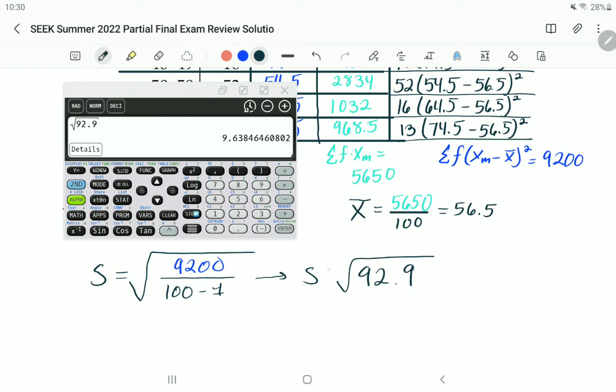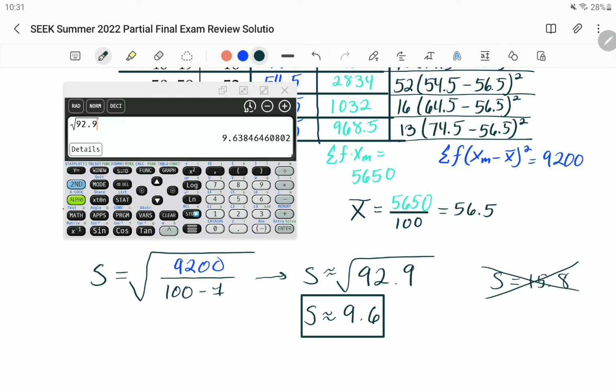This is now just an approximation. So S is approximately equal to 9.6. Taking one number after the decimal. So the answer key says 15.8. The answer key of S equals 15.8 is incorrect. And I'll also let your professors know, if you're in my class, now you know, that that is also incorrect.